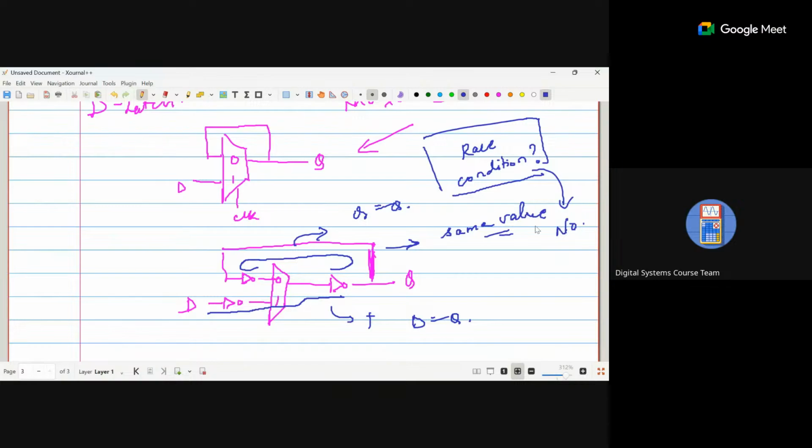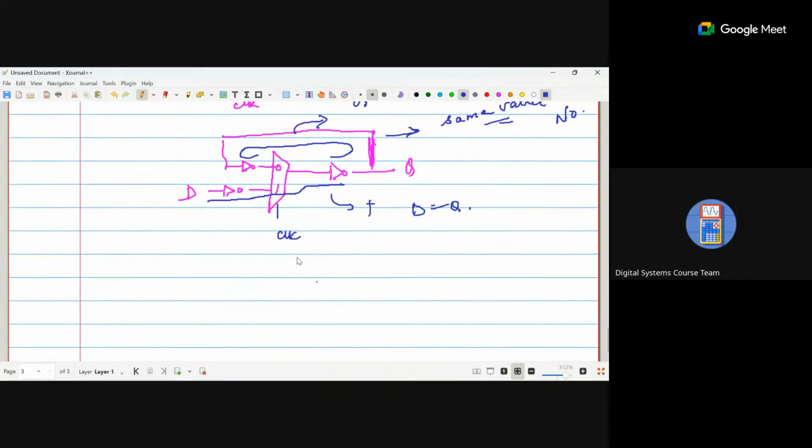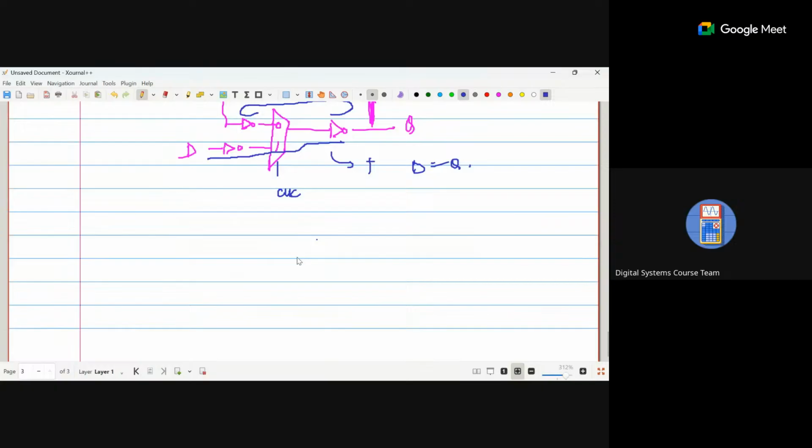So this is the positive latch. There is a clock also here. Now let's go to the negative latch. How will you build a negative latch? Again, you have a multiplexer. You have a D input, you have a Q output. Then this Q will be given back for the next state.